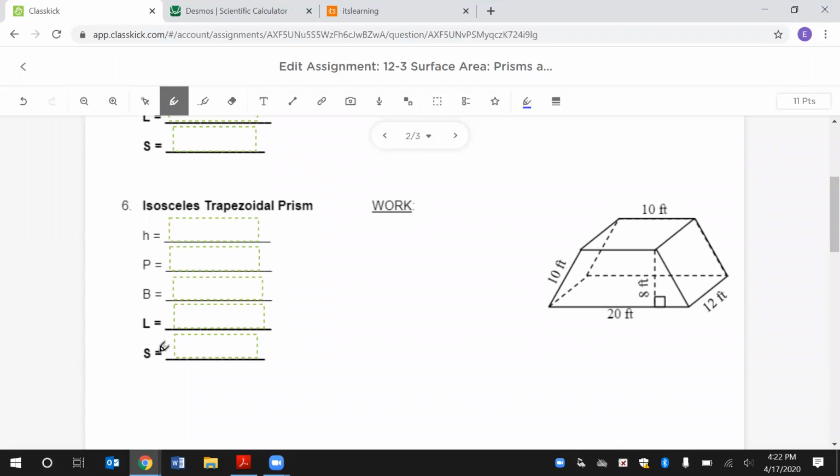Here we go for isosceles trapezoidal prism. It's a trapezoid. My bases are trapezoids. So this time for the area of the base, you use the formula for the area of a trapezoid, which is height times the sum of the two bases divided by 2. Again, the L and the S, you continue to use the same formula because they're all prisms.